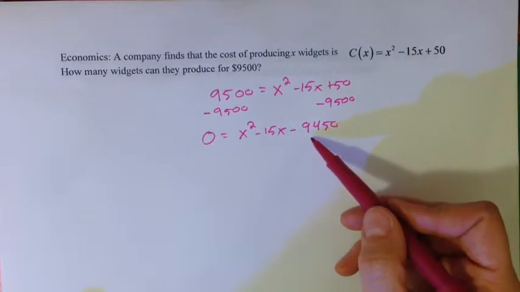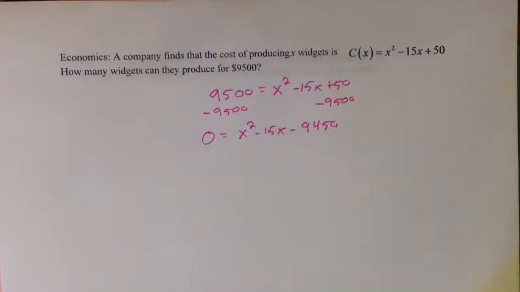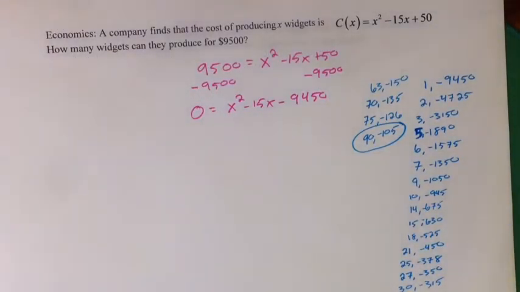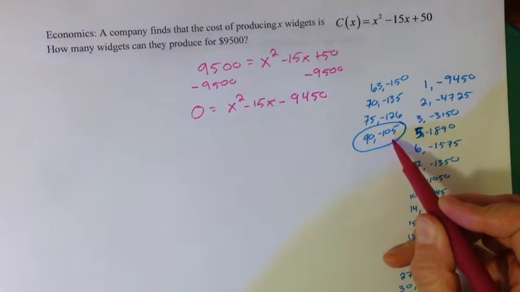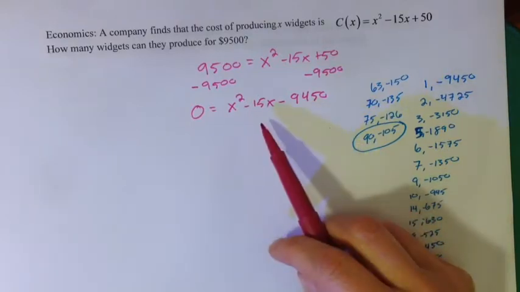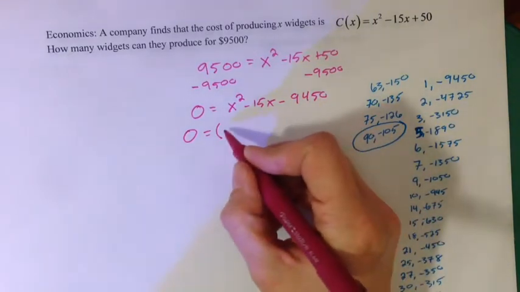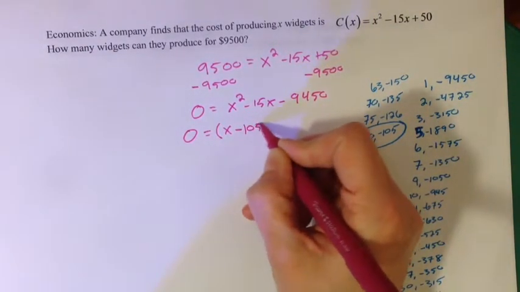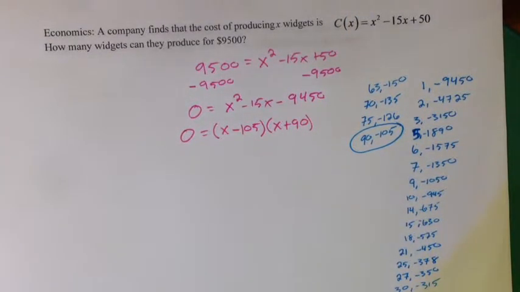Now, I don't know what factors of 9,450 add up to negative 15, so off to the side, I'm going to go ahead and make a list of those factors. As you can see, there's an awful lot of possible factor pairs, but if we run through all of them, eventually we find that 90 and negative 105 multiply together to be negative 9,450, but add together to be negative 15. So this lets us continue on with our factoring, making this x minus 105 times x plus 90. And don't worry, we wouldn't give you a problem that takes quite this much time to factor on a test.